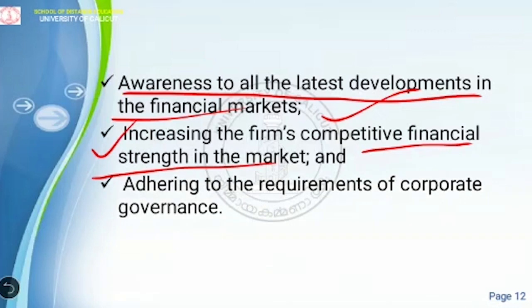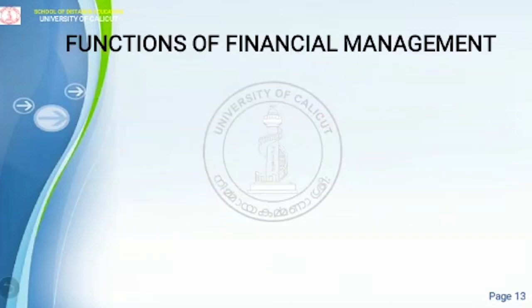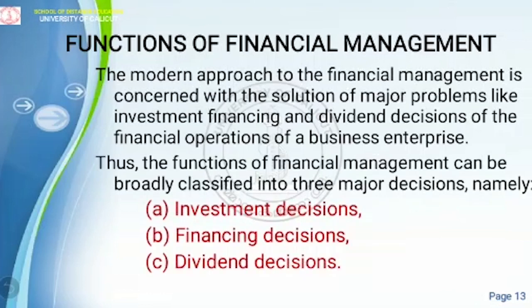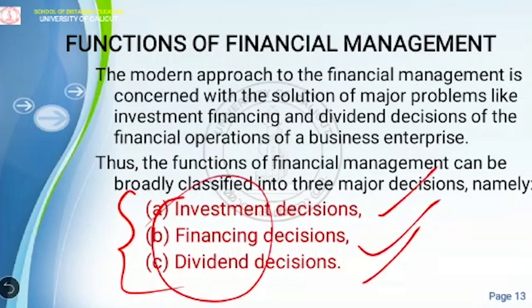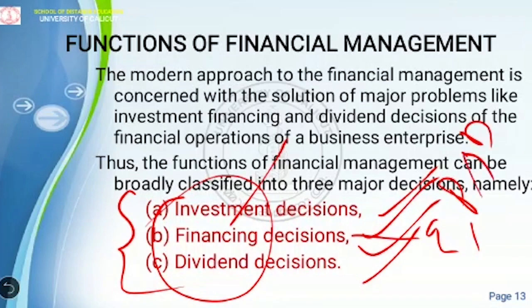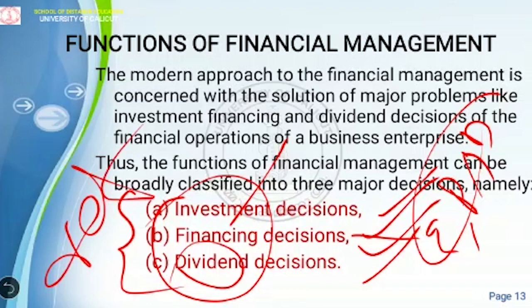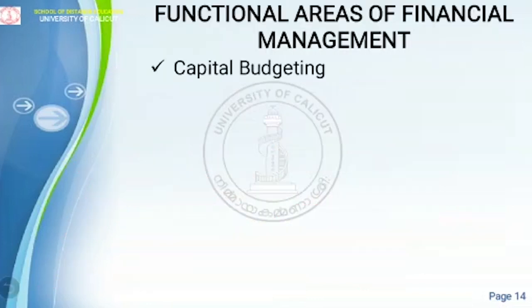Then adhering to the requirements of corporate governance. So these are the major things. The major functions of financial management can be illustrated in these words: investment decision, financing decision, and dividend decision. Already we told that in which project we have to invest. Then from where we have to finance or raise fund, whether equity, preference shares, or debentures are issued or loans taken from a financial institution, etc. Dividend decision means deciding whether or not to distribute dividend or to retain the profit, etc.